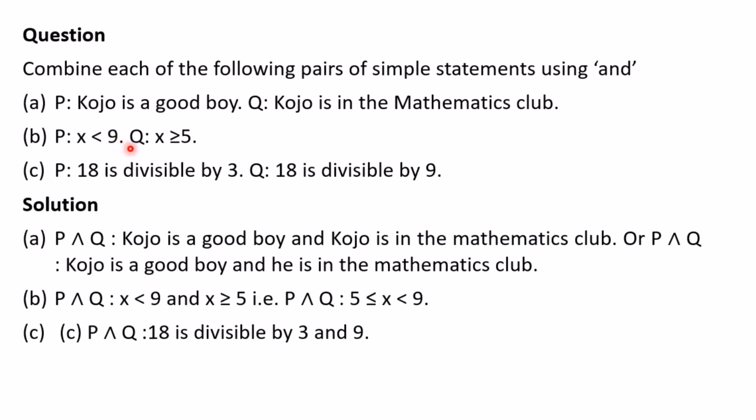P: S is less than 9. Q: S is greater than or equal to 5. If you combine this, you are going to have S is greater than or equal to 5 and less than 9. So that's how you combine them. Now, the next one: 18 is divisible by 3, and 18 is divisible by 9. So you combine them by saying that 18 is divisible by 3 and 9.